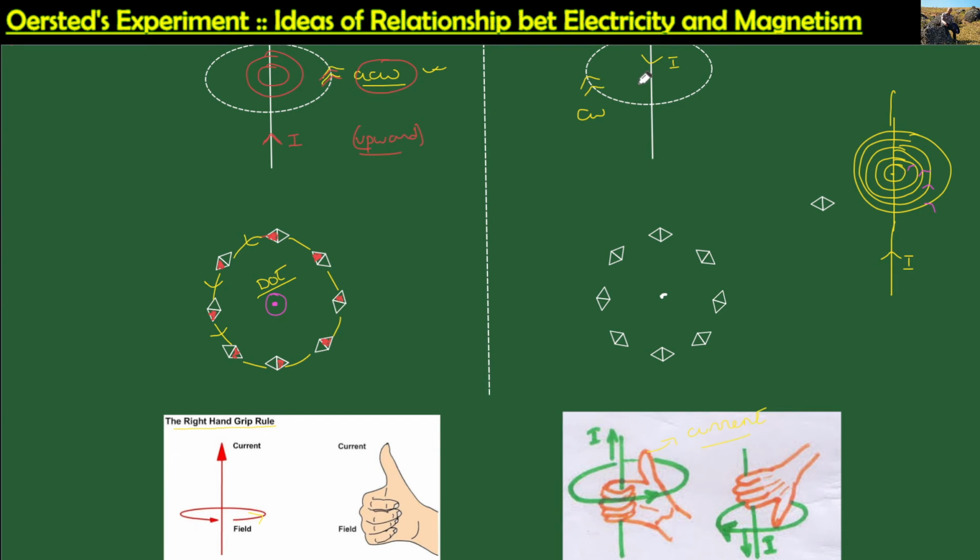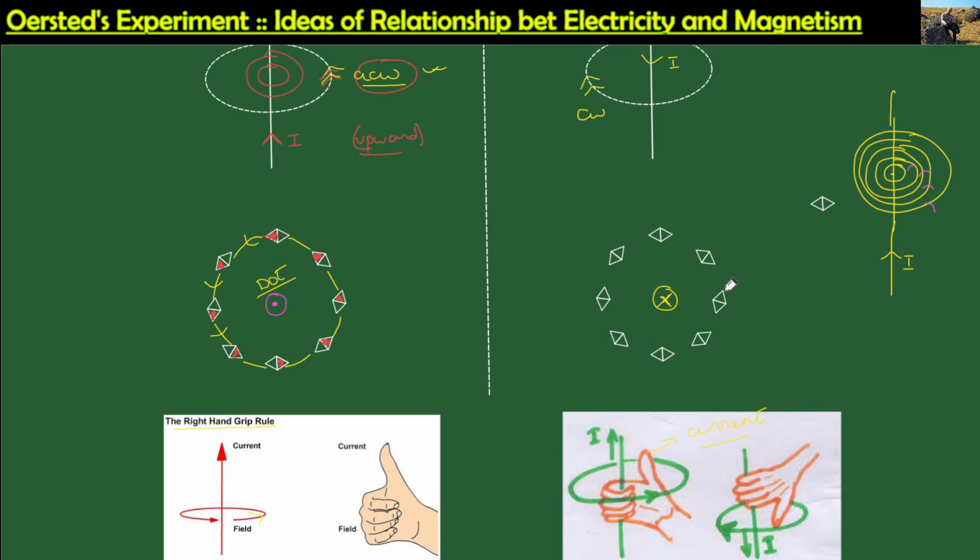Now when the current is moving downwards, or imagine that the wire is adjusted in such a way that the current moves into the page, or into the screen, downwards, it will be represented by a cross. So this will be the direction of your current.